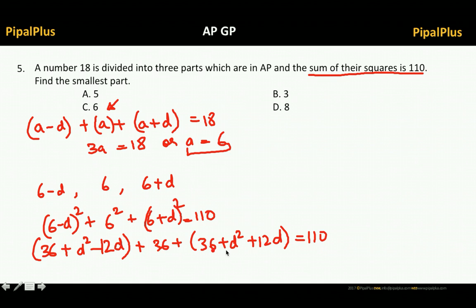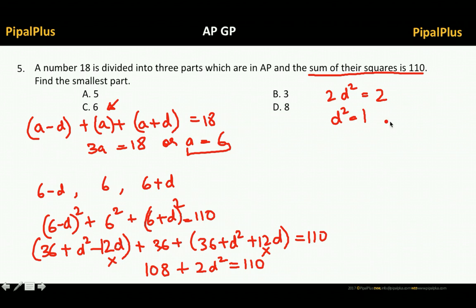Now when you look at these brackets, you notice that the negative 12D and the positive 12D will cancel each other. What we'll get is 36 plus 36 plus 36, 108. What we'll also get is D square plus D square, 2D square equals 110. So we'll continue here. So 2D square equals 110 minus 108, 2. So D square equals 1, or D equals positive or negative 1, right?